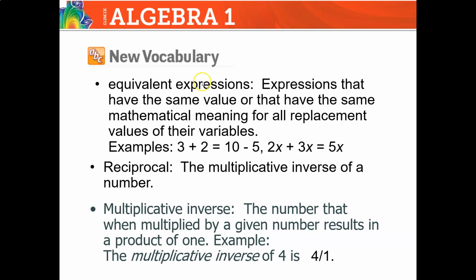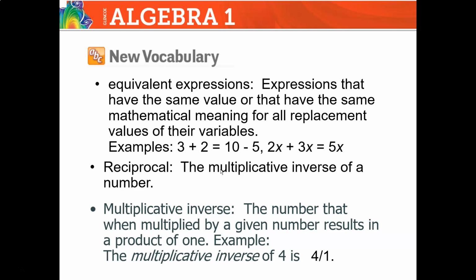So we have equivalent expressions, which are expressions that have the same value, so they're equal, or that have the same mathematical meaning for all replacement variables. So let's look. 3 plus 2 equals 10 minus 5. So 3 plus 2 is 5. 10 minus 5 is 5. They're equivalent. So you have 2x plus 3x equals 5x. So 2x plus 3x would be 5x, and 5x is equal to 5x.